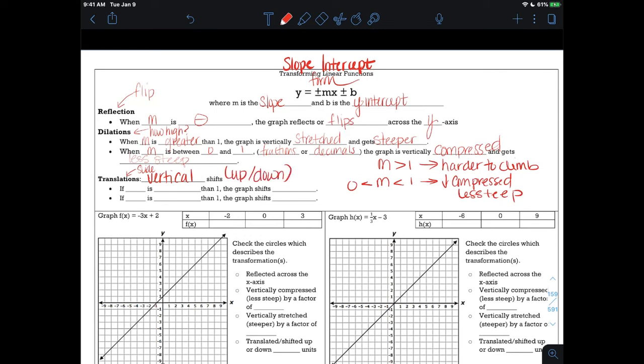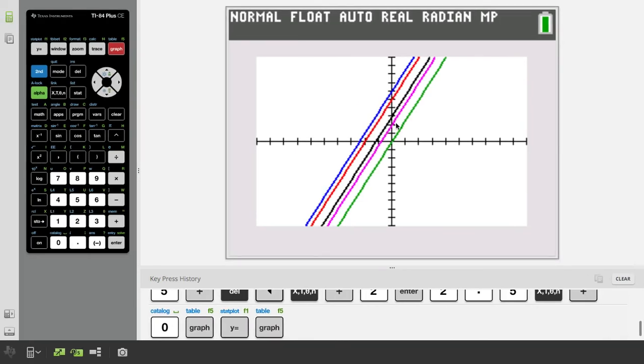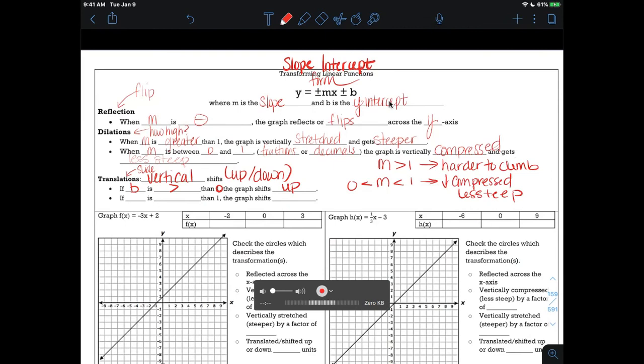Okay, so there's a little bit of an error here, so just follow along with me. So if b is bigger than 0, the graph goes up. Okay, so that's good. So if I add more to the y-intercept, it should go up. That makes sense, right? Because if I look at these, my y-intercept is going up. So if I add more to that number, the graph is just going to keep shifting up. Okay, so doesn't that mean that if b is smaller than 0, it's going to go down?